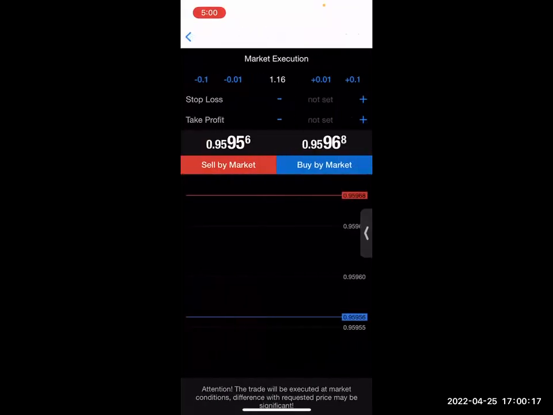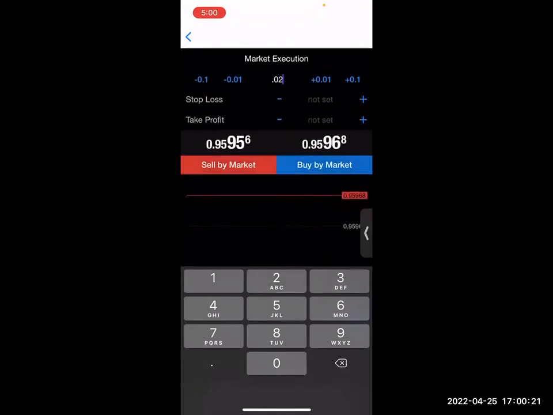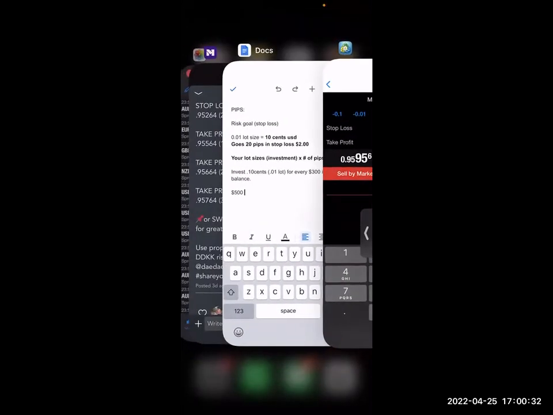If I have a $500 balance, I'm only putting in a 0.01 lot, no more than 2, because you're squeezing it around. It would be 15 cents, but we don't have 5 cent increments. We only have 10-cent increments. So no more than 20 cents. All right.